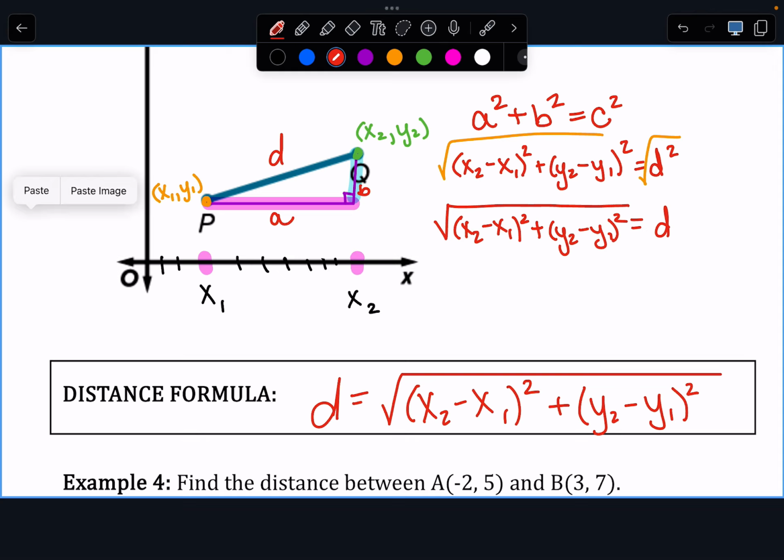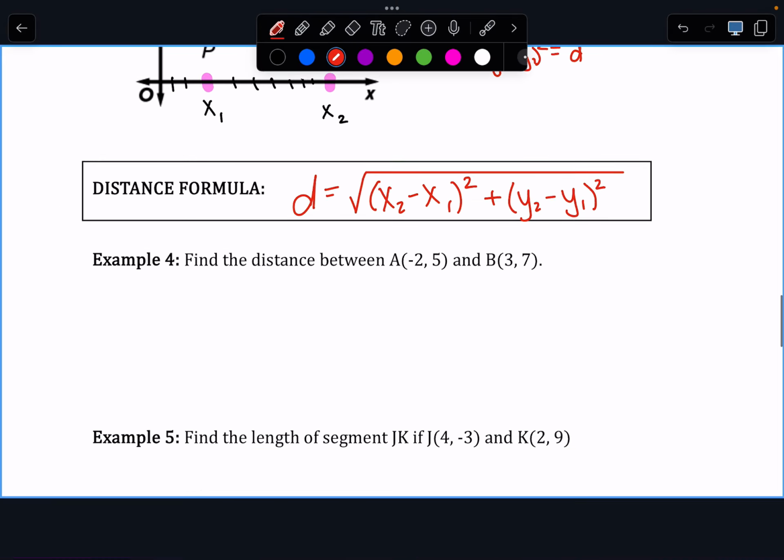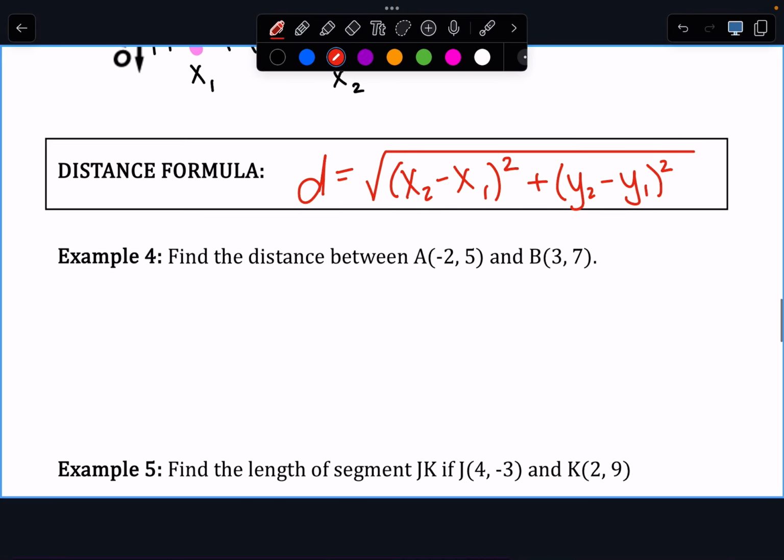Now, let's practice using it. Okay? So we're going to go to example 4. Okay. So this would be a suggestion I have for you. I am going to label x1, y1, x2, y2, just to help me out, okay?